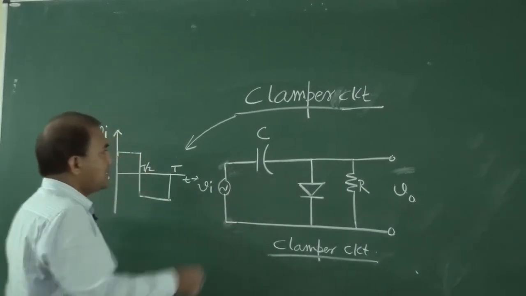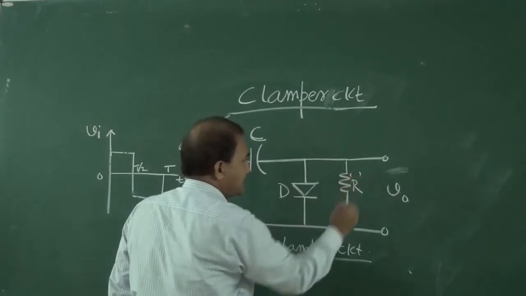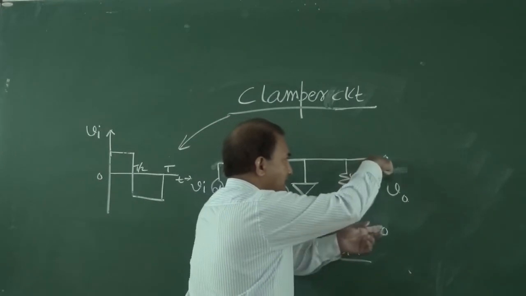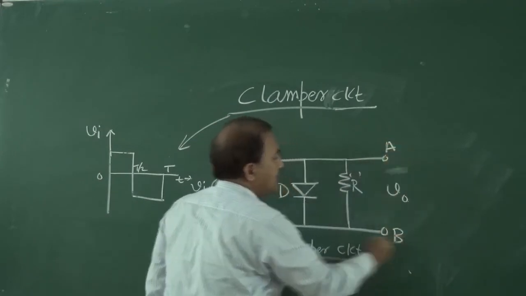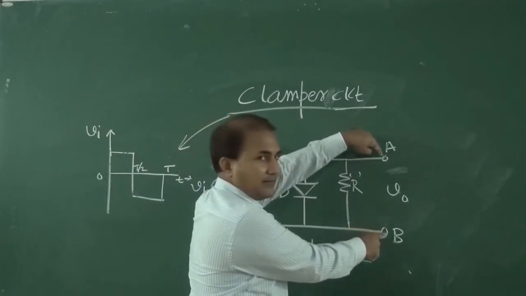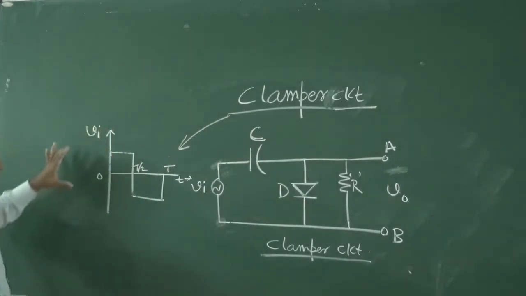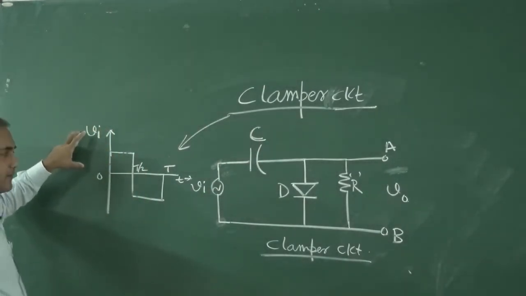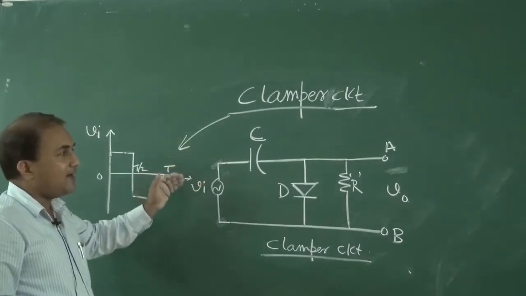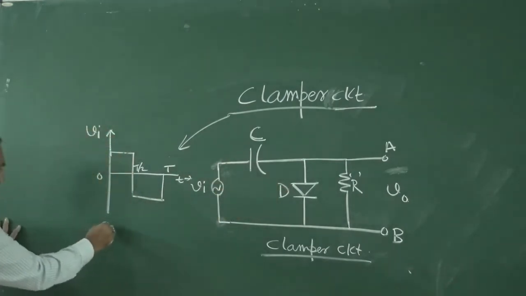Now this is capacitor C, this is diode D, and this is resistor R. Voltage is measured across R at points A and B. So this is the circuit of a clamper circuit. Suppose this is the input waveform Vi that is applied to the clamper circuit. Then what will be the output of this clamper circuit? We will see.